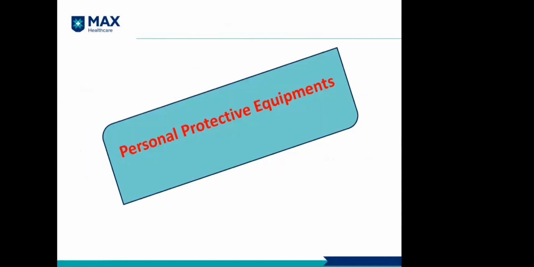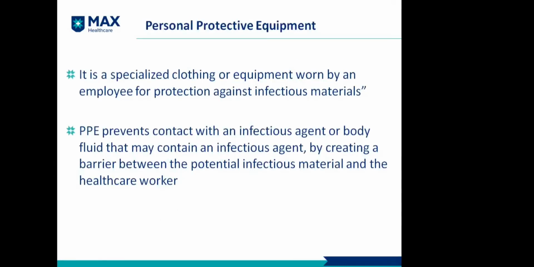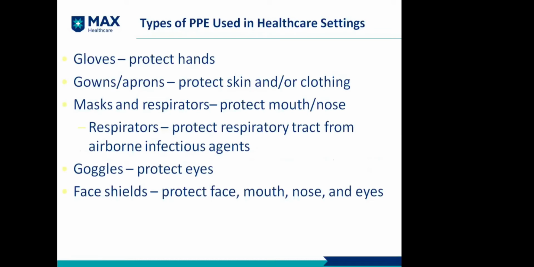And personal protective equipment is what we are talking about. It is specialized clothing or equipment worn by an employee for protection against infectious material. PPE prevents contact with infectious agents or body fluids that may contain infectious agents by creating a barrier between potential infectious material and the healthcare worker. The types of protective equipment we have in healthcare settings are gloves, which protect hands, and gowns and aprons, which protect skin or clothing.